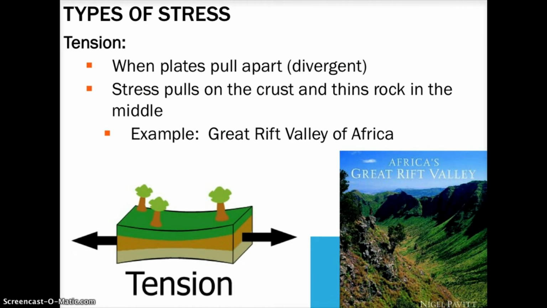Tension occurs at divergent boundaries where plates are being pulled apart. Stress pulls on the crust and causes the middle of the rock to thin. Think about a rubber band being stretched out. The image on the left demonstrates tension. Notice the arrows are moving away from each other, just like divergent boundaries. The image on the right shows the Great Rift Valley of Africa, which was created by tension.